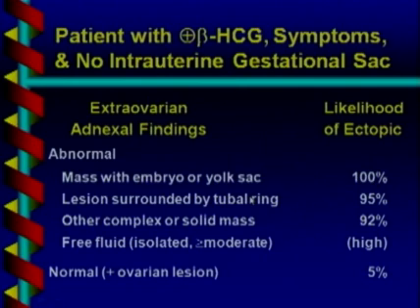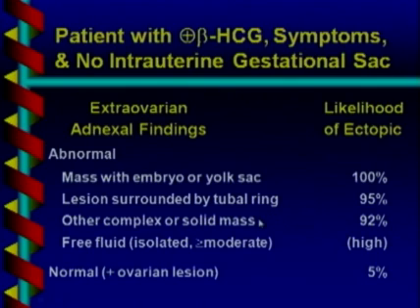What about a rule-out ectopic patient in whom we don't see an embryo or yolk sac in the adnexa, but we see a lesion outside the ovary that is surrounded by a bright ring called a tubal ring? And we'll see examples of all of these in a minute. Then the likelihood of ectopic pregnancy is 95%.